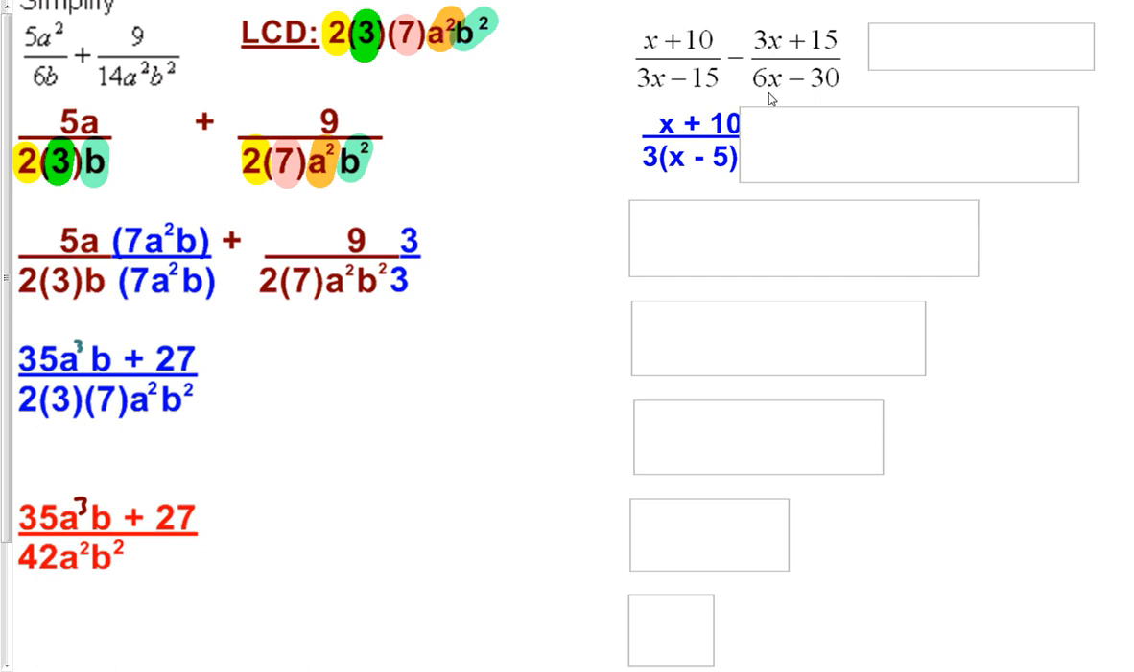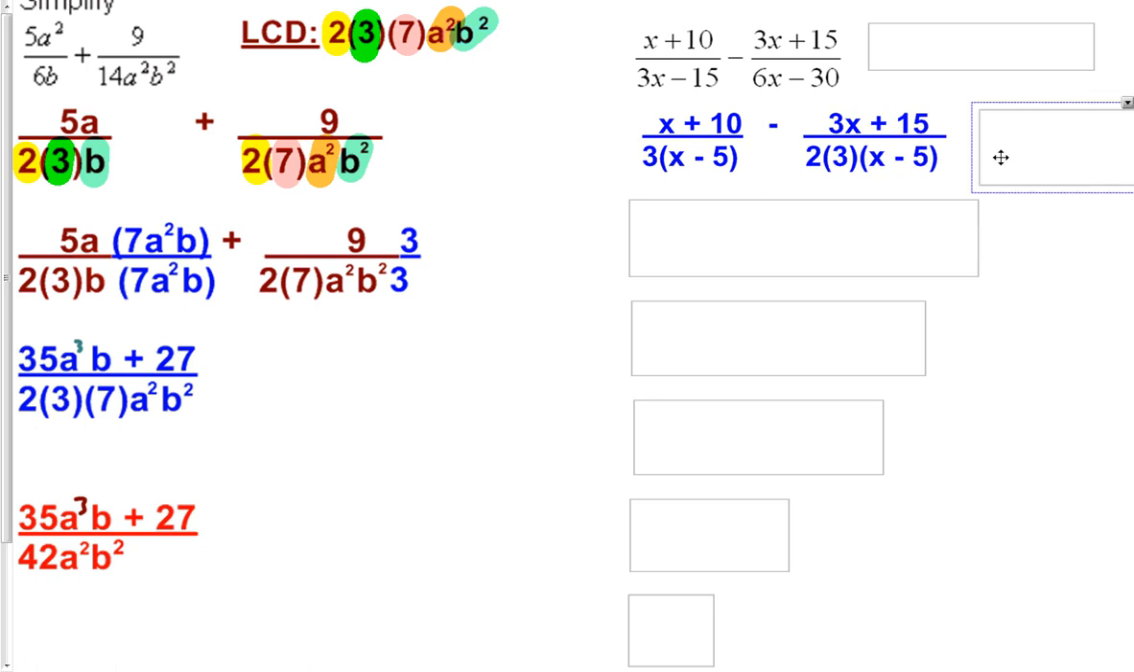On the right side here, we have 6x minus 30. I know I have a 6 in common with both, so I'll pull out the 6. But remember, since we're factoring, it's going to be not only just 6, but 3 times 2, and then an x minus 5 will be left over. And then we keep our numerator as is.